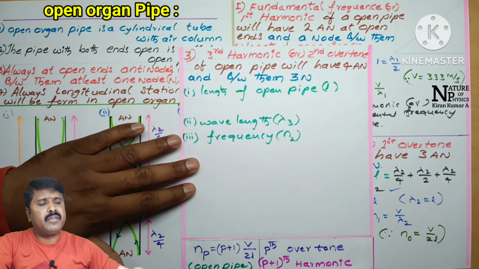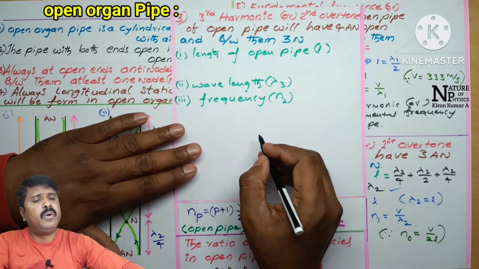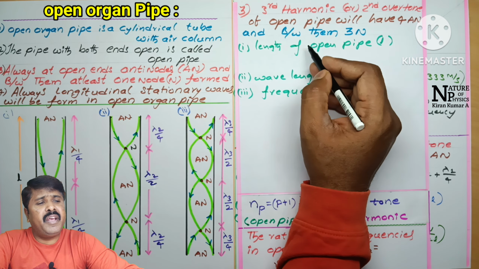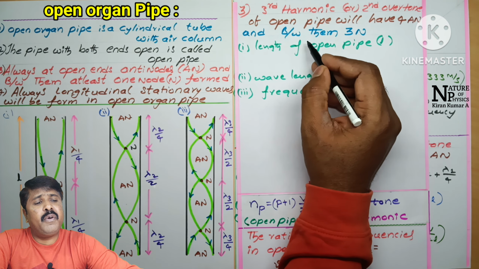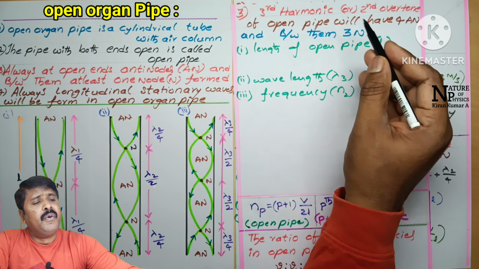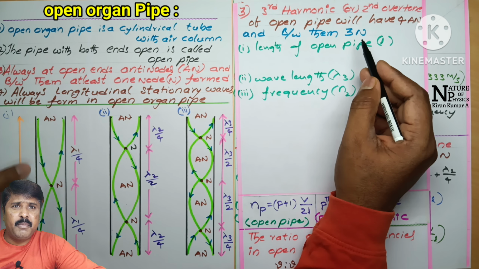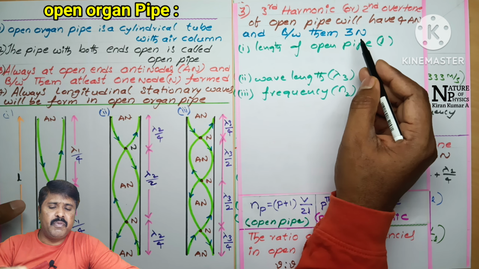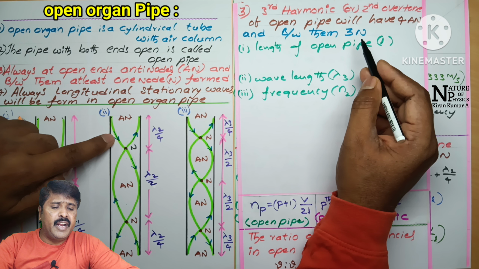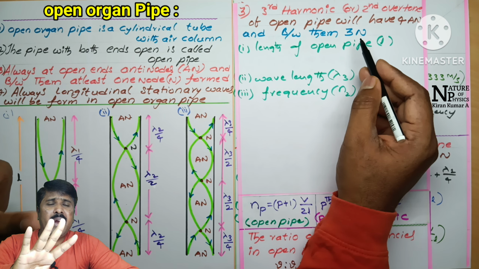See, student, for the third derivation, step by step we will discuss it. So the third diagram here only. Yes, student, that is the third harmonic or second overtone of an open pipe. That proof we will discuss in the derivation. Okay, we will have 4 antinodes and between them 3 nodes. See, the first diagram has 2 antinodes, both ends, between them 1 node, and in the second diagram we have 3 antinodes, and in the third diagram we have 4 antinodes.